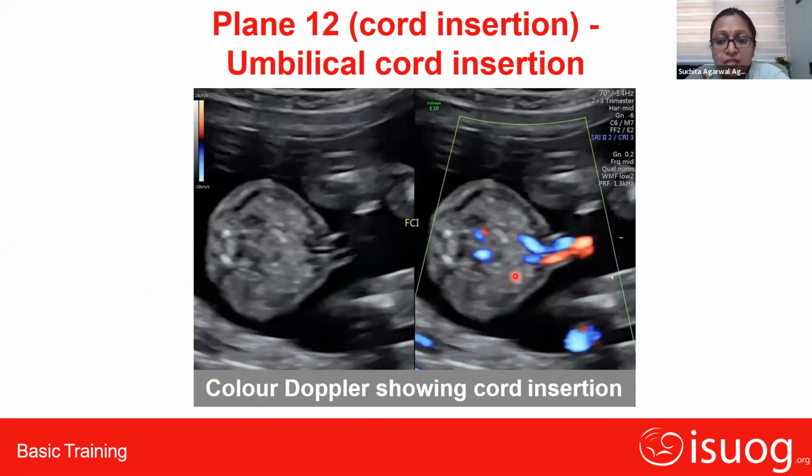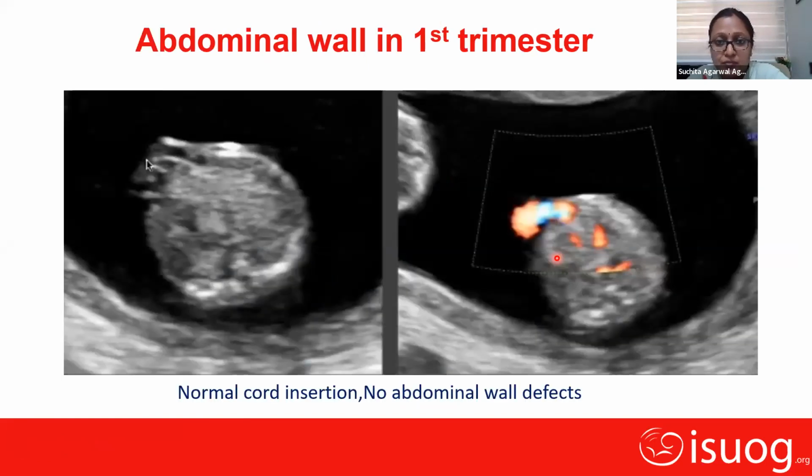So it is always better to put color in case of cord insertion, because why? Because abdominal wall defects become very obvious, but small cysts like umbilical cord cysts won't pick up color. So it is always good practice to put color Doppler while seeing the cord insertion.